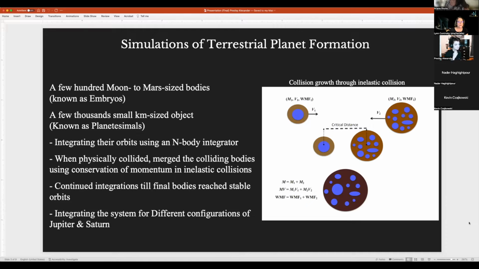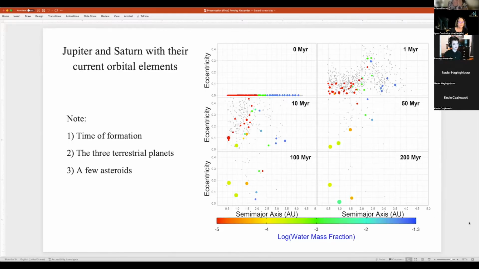You're describing the figure. Okay, so the figure shows that the mass is conserved as well as the momentum. They merge into one final larger body. We continued the integrations for about 200 million years until these objects reach stable orbits. And then we integrated the system for different configurations of Jupiter and Saturn so that we could see the effects that Jupiter and Saturn had by changing their eccentricity. Go ahead and go to the next slide.